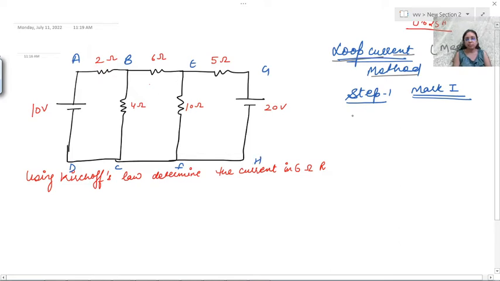Now how many meshes are there? As you know, there are three meshes. Three meshes means you can take three variables. Three variables means you can take I1, I2 and I3, right?